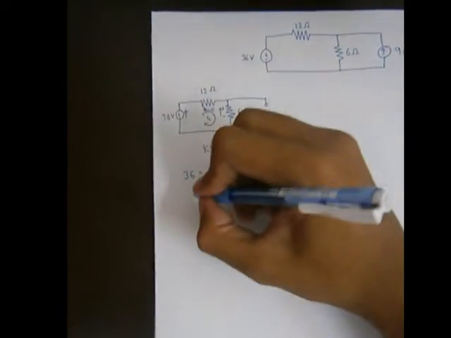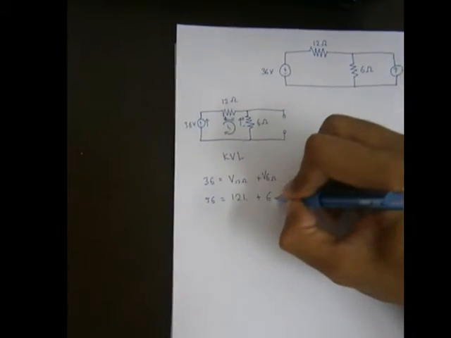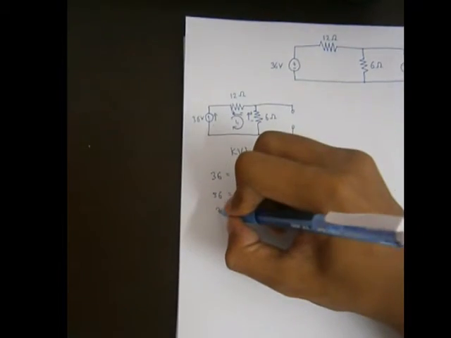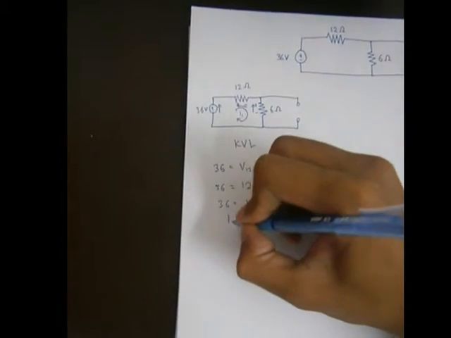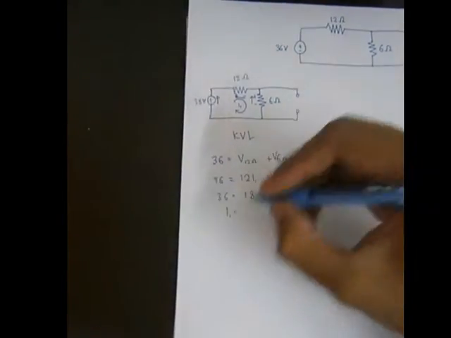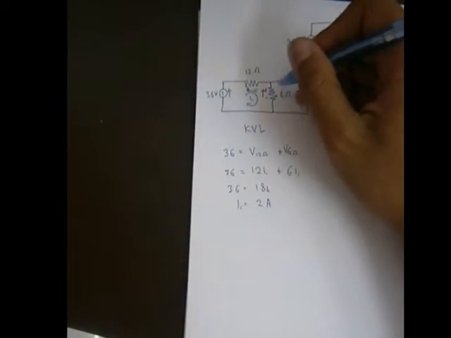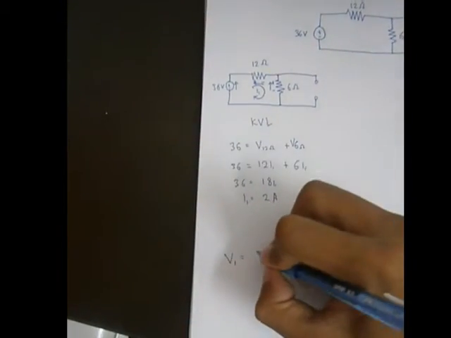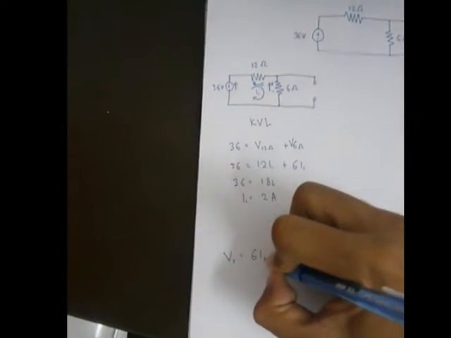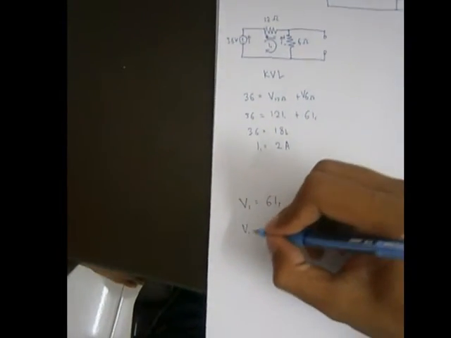Next, 36 is equal to V 12 volt, which is equal to 12 I1 plus 6 I1, and we will get 36 is equal to 18 I1. Next we can determine that I1 will be equal to 2 amp. Look at here, and we can determine the equation for V1, which is V1 is equal to 6 I1, and we substitute the value of I1 into the equation, which gives V1 equal to 12 volt.